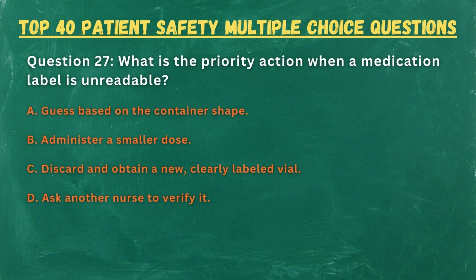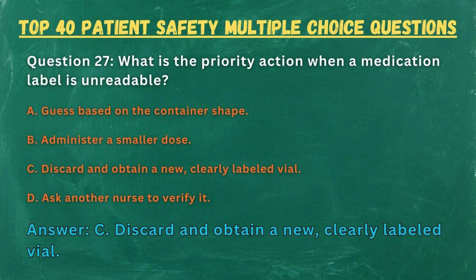Question 27. What is the priority action when a medication label is unreadable? A. Guess based on the container shape. B. Administer a smaller dose. C. Discard and obtain a new, clearly labeled vial. D. Ask another nurse to verify it. Answer. C. Discard and obtain a new, clearly labeled vial.